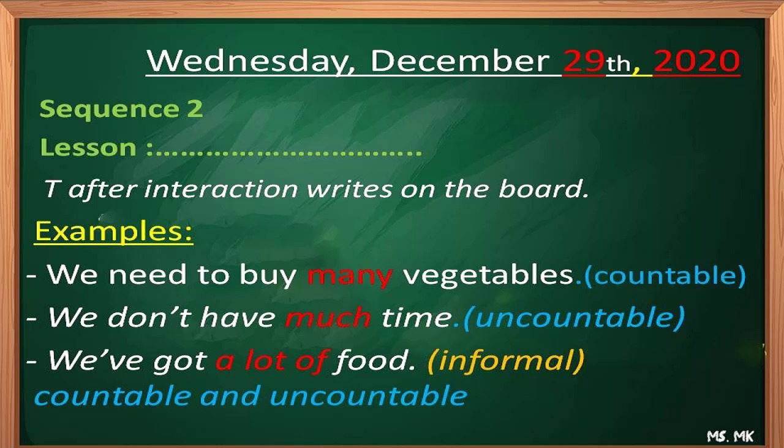Maybe they get it wrong, maybe they get it right, but the most important thing is that you involve them in the interaction. And of course, I'm going to add a lot of food. Here you mention that a lot of can be used with uncountable and countable nouns, and it is somehow informal compared to many and much, which are more formal.